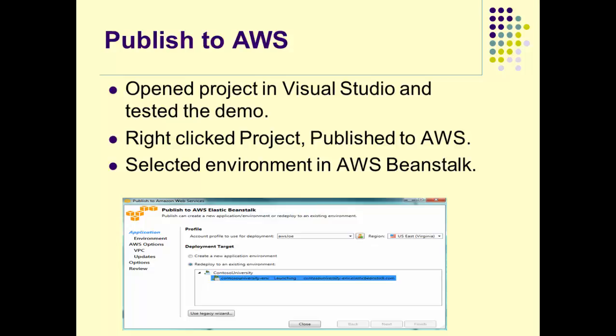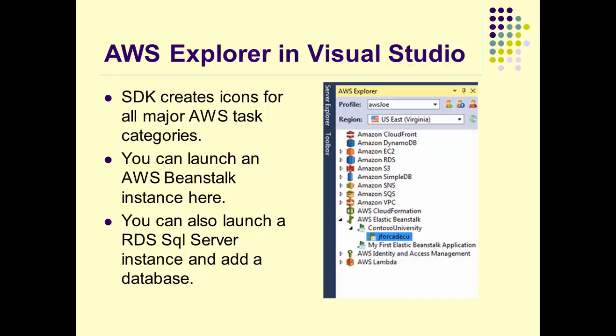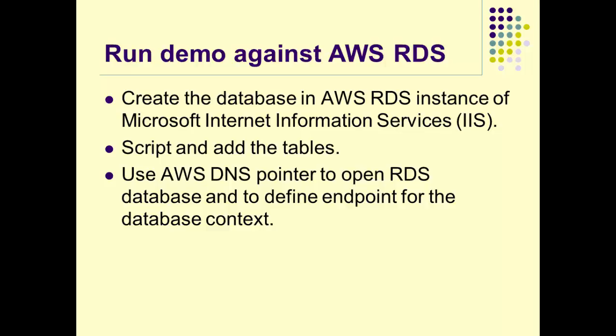And from the Visual Studio Project Explorer window, I right-clicked on the project and selected Publish to AWS. On the other side of my IDE, the AWS Explorer provided icons for all the major AWS objects. From the AWS Explorer, I launched a Beanstalk environment instance. I also started an RDS SQL Server instance, created a database, and ran scripts on my database to create tables.